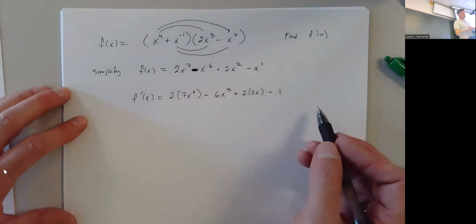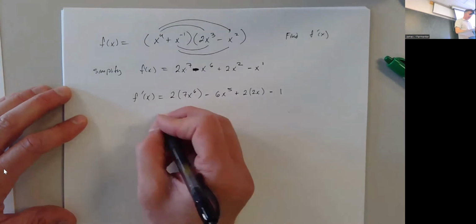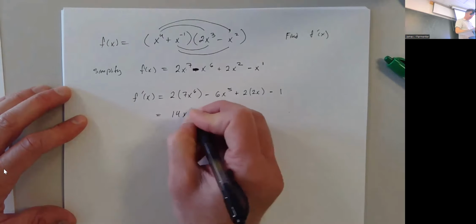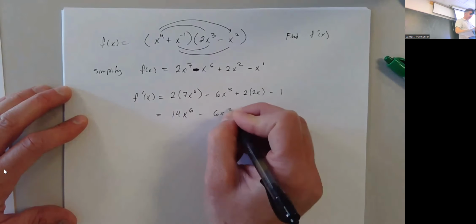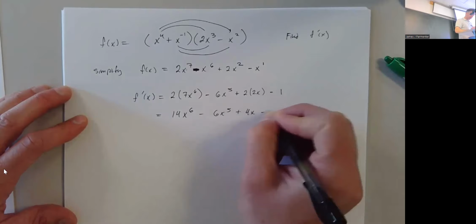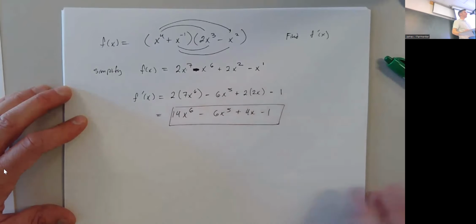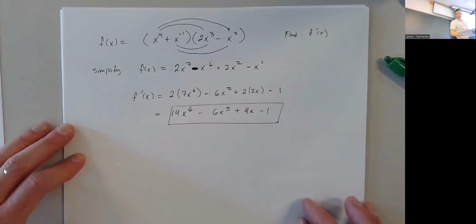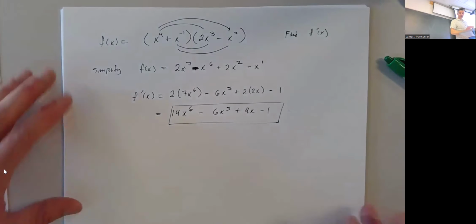And of course, you should really just skip this step and write my derivative as what you all were saying, 14x to the 6th minus 6x to the 5th plus 4x minus 1. Okay, couple more, and then we're going to change gears.